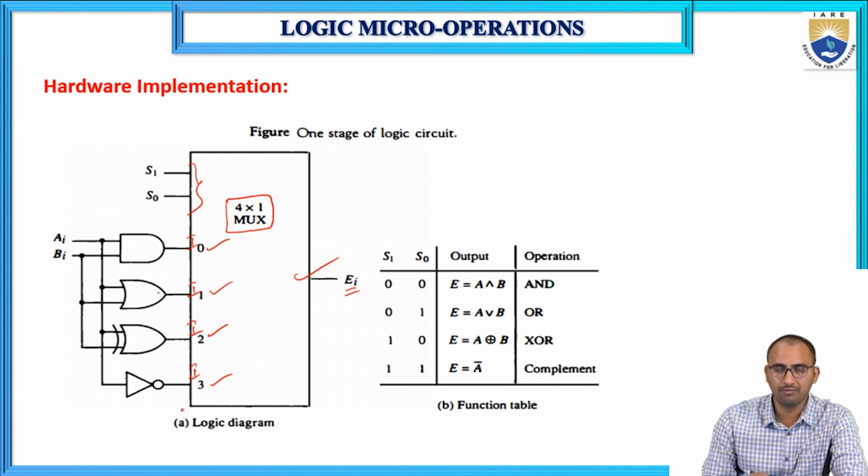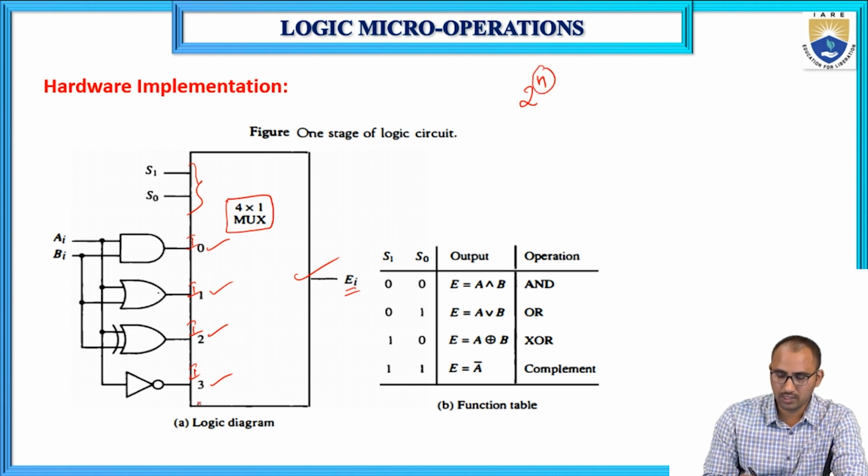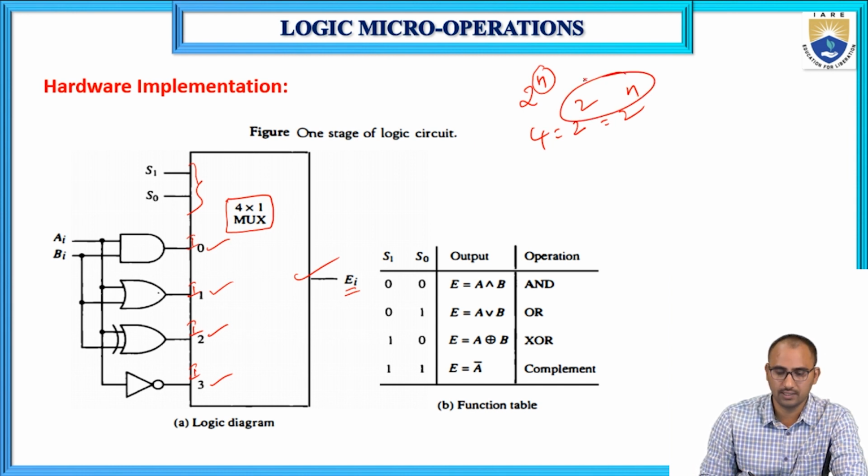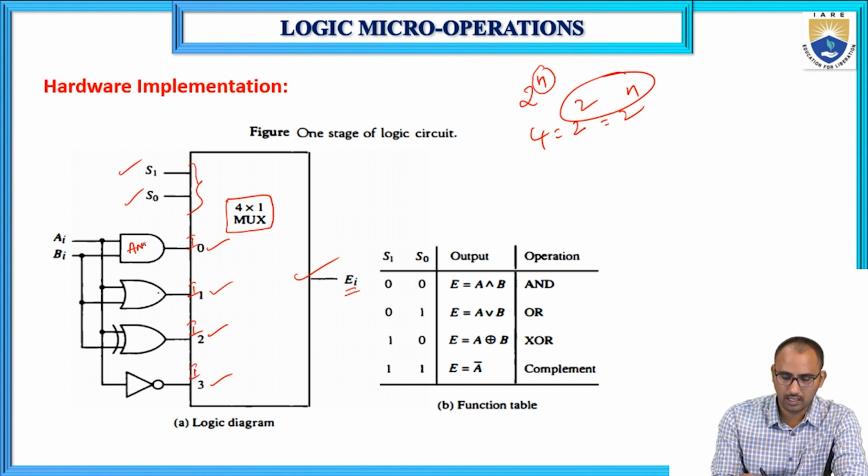We can determine the number of selection lines using the formula 2 power n, where n is the number of selection lines. How many inputs are there? 4. So we can write 2 power 2, that is equal to 2 power n, where n is 2. That means we require two selection lines, S0 and S1. And to implement all these four basic operations, we require four gates: AND gate, OR, XOR, complement, NOT. And A and B are the inputs.